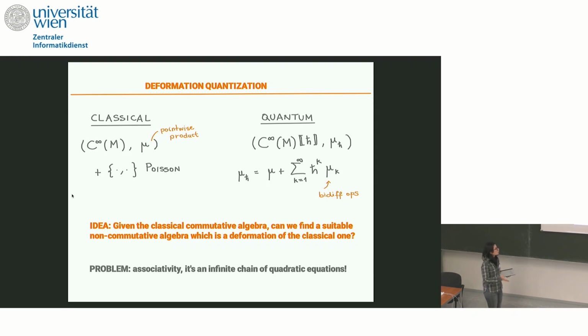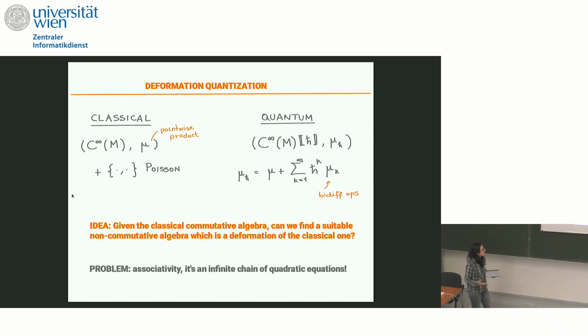Can I actually find a suitable non-commutative one, which is a deformation of the classical one? Okay. And when I say deformation, I do mean formal deformation. Okay? Formal means I don't care about convergence, morally speaking.